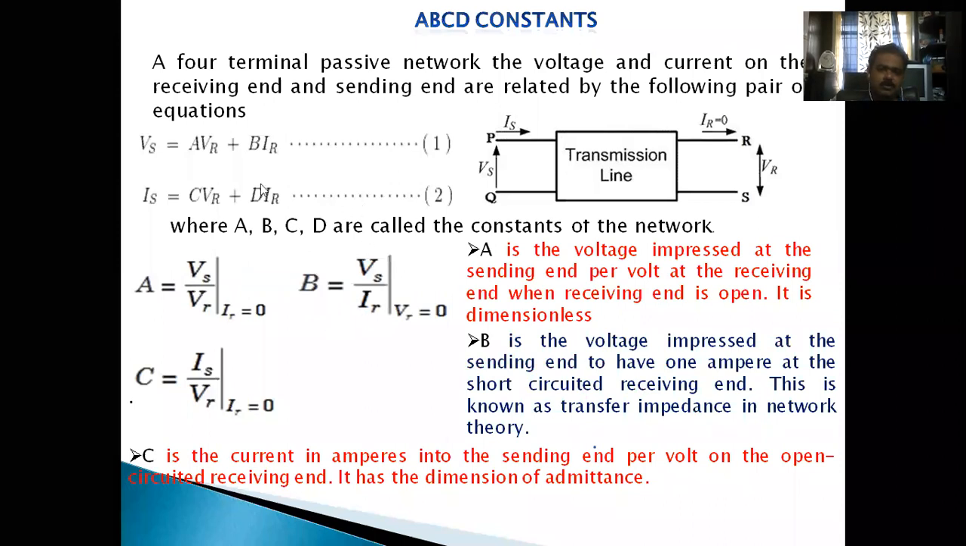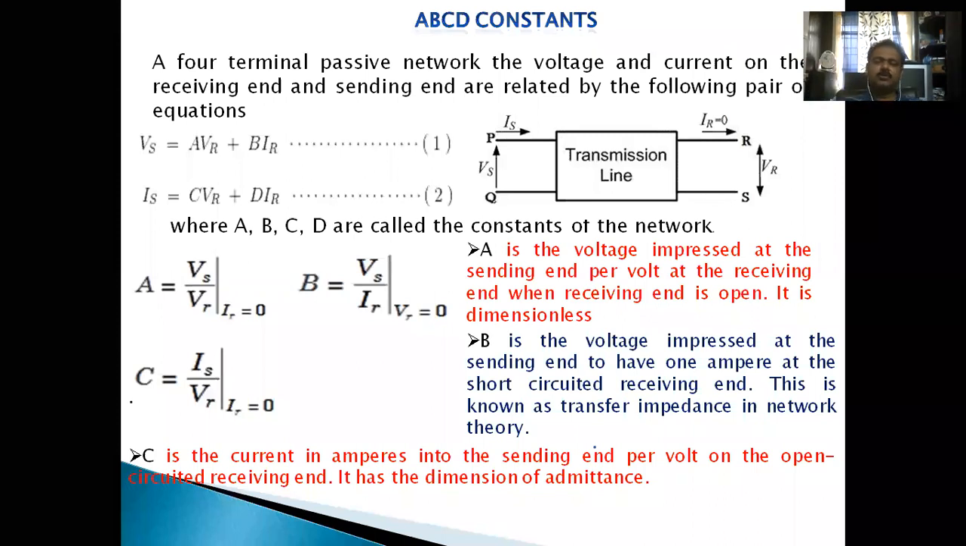So B is equal to Vs by IR, with VR equal to 0. VR equal to 0 means short circuiting the receiving end. Voltage equal to 0 means it is short circuited, and current equal to 0 means it is open circuited. I think everybody knows these basics.